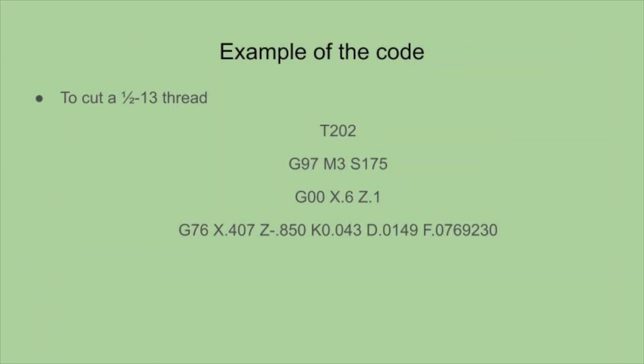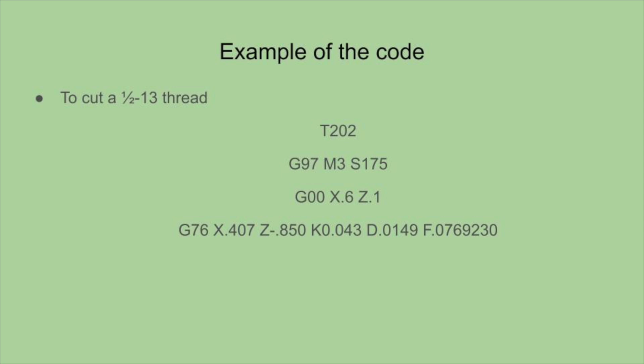An example of how to use this code: I call out my tool, I turn on the spindle, and then I rapid it to a safe location. I'm cutting a half 13 thread, and then I put my G76 code in with the cutting parameters that accompany it.